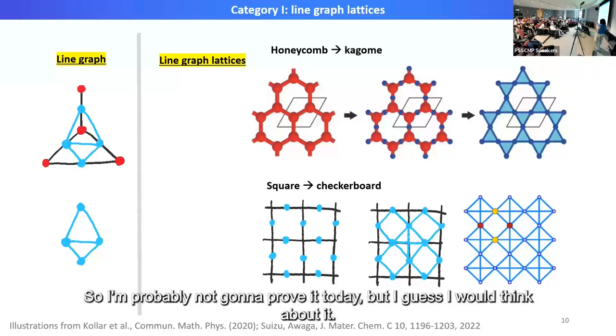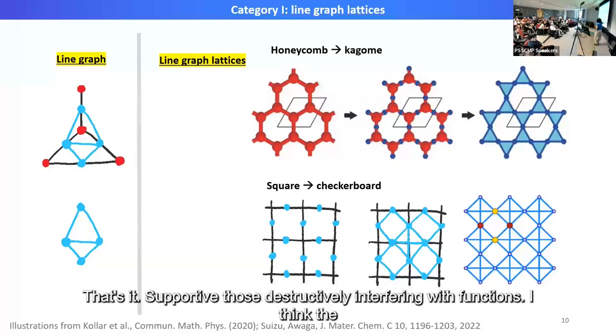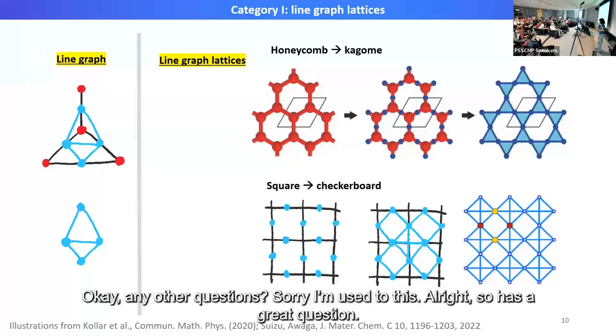So I'm probably not going to prove it today, but I would think about it. Supporting those destructively interfering wave functions. But the amplitudes have to be the same. Yes, I think the amplitude has to be the same. Any other questions?